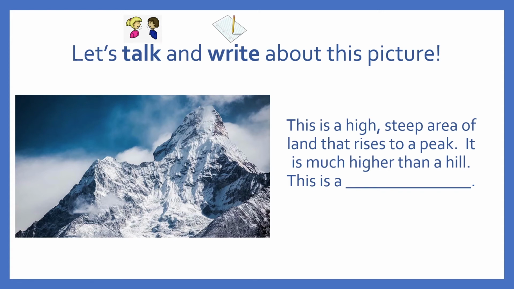Let's look at this definition and see if we can finish the sentence. This is a high, steep area of land that rises to a peak. It is much higher than a hill. This is a blank. What do you think this is? Can you tell somebody what this is? Did you say mountain? Great job.